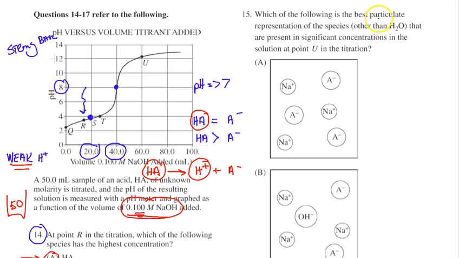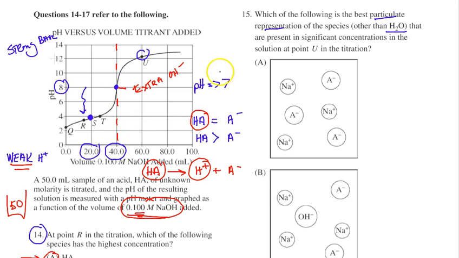So what's the best particulate representation drawing, other than water, that's present in significant concentrations at point U? Now we should know that point U is at some pH and volume that's beyond the equivalence point. And as I've taught you, anything beyond this point is just the extra titrant. In this case, we've just added extra hydroxide in water. Beyond this point, there is no more acid truly left, okay? We've driven it off into conjugate base.